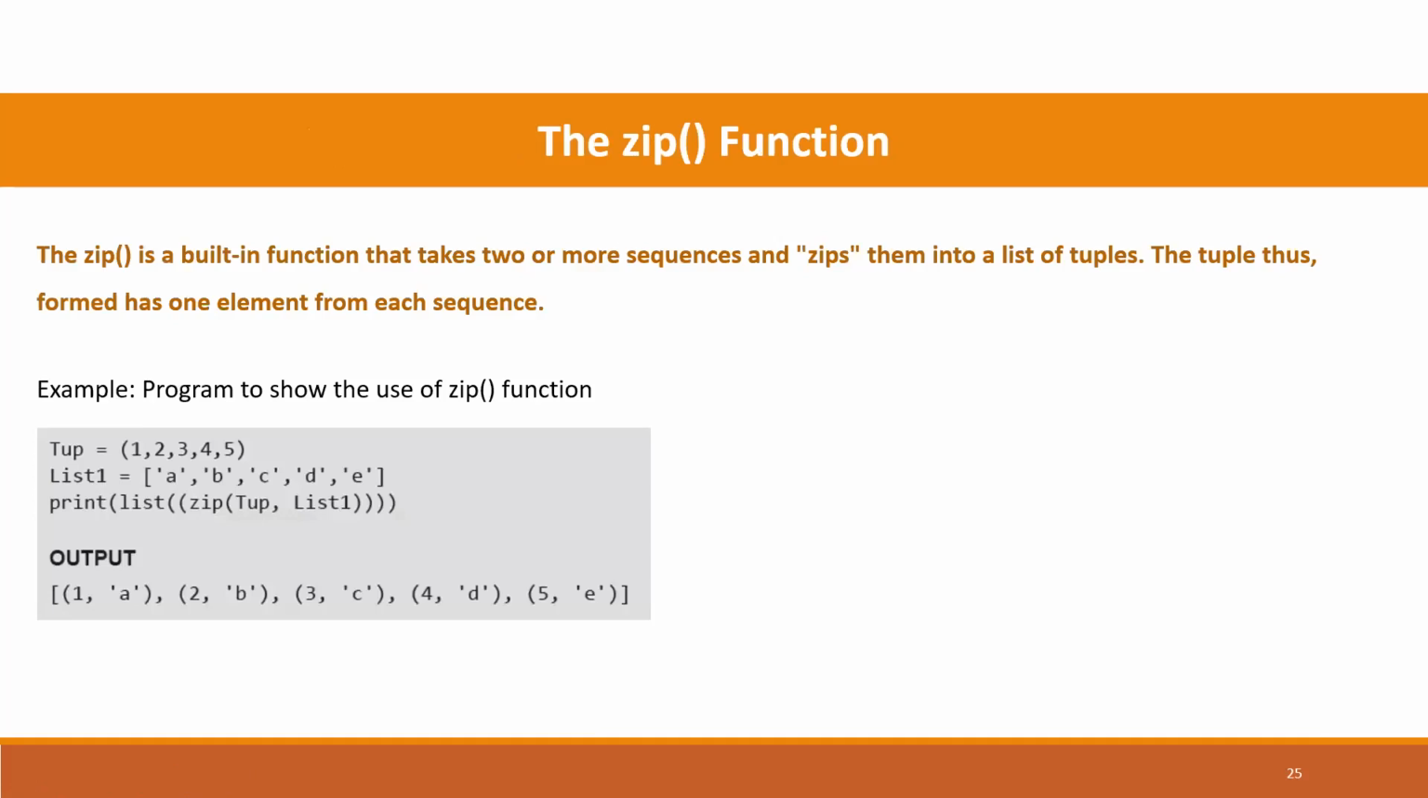Zip function I will definitely discuss. Okay, this is the last topic that I must cover in the case of tuple. Zip function is an inbuilt function that takes two or more sequences. What it does is basically take items in a sequence from a number of collections to make a list of tuples, where each tuple contains one item from each collection.